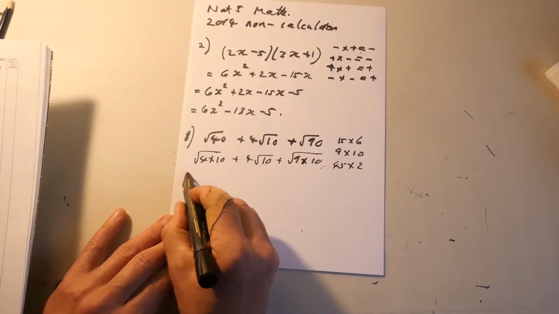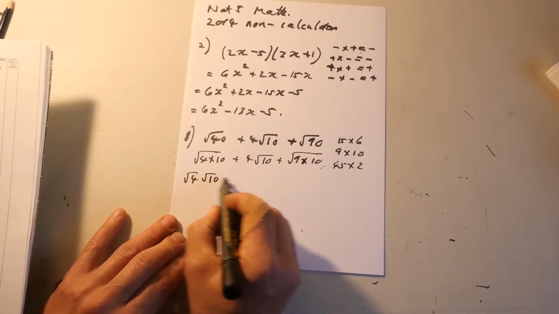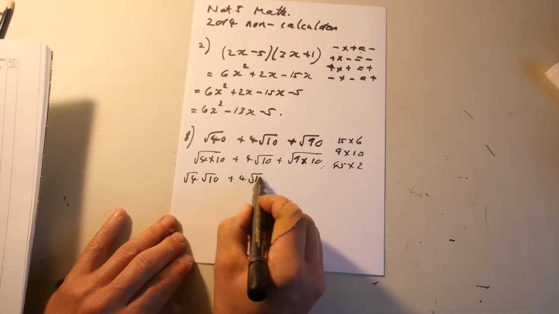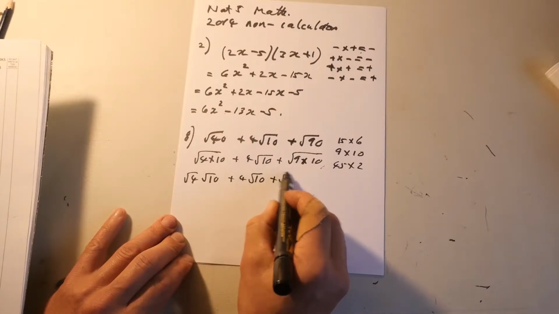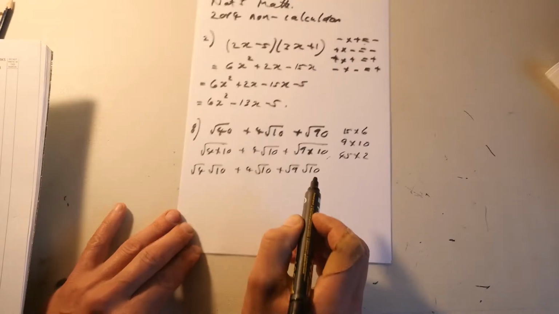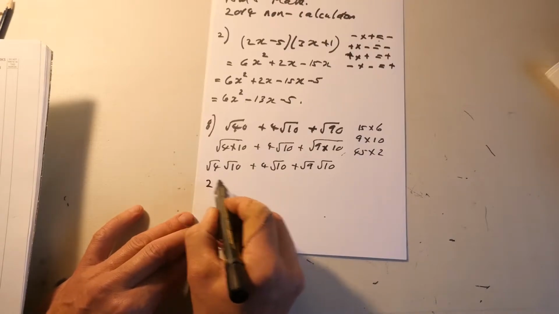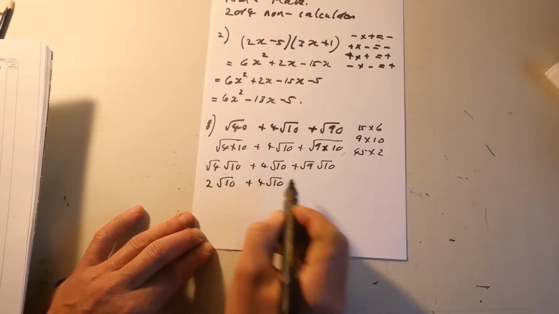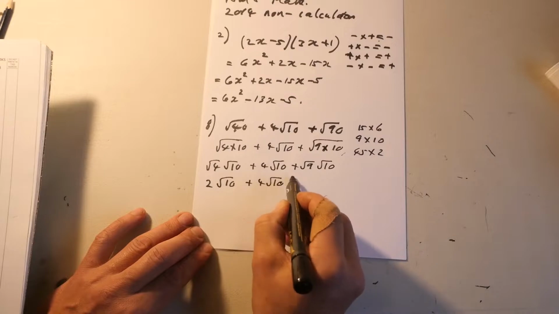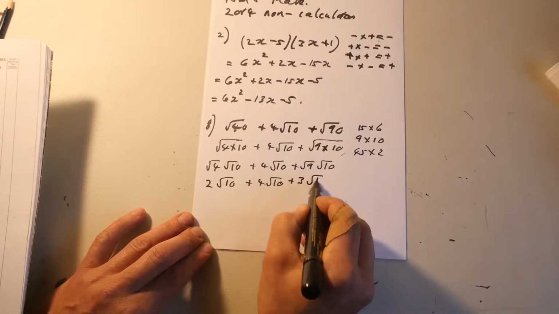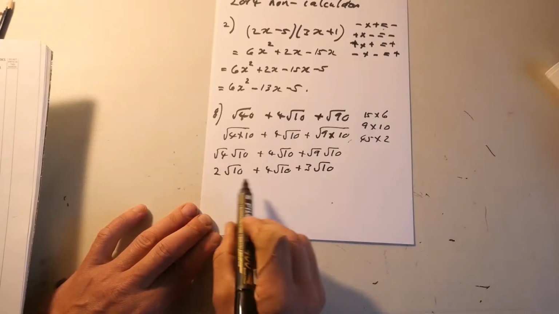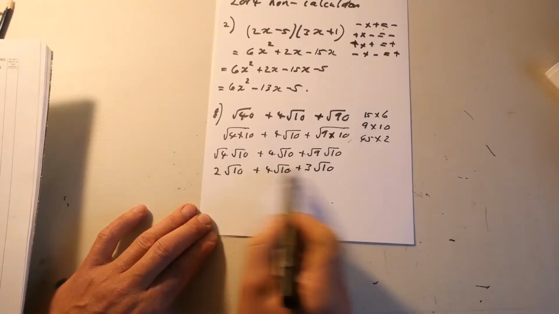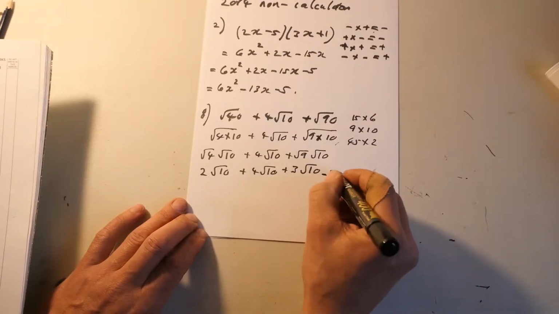So that can be written as the square root of 4 times the square root of 10, plus 4 root 10, plus the square root of 9 times the square root of 10. The square root of 4 is 2, so 2 root 10, plus 4 root 10. The square root of 9 is 3, so 3 root 10. Because these all involve the square root of 10, they're like terms.